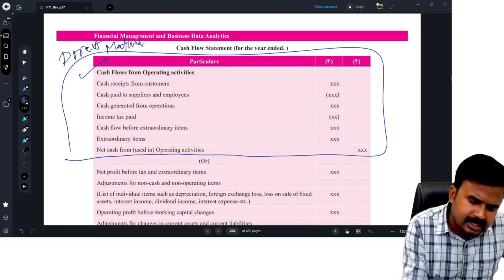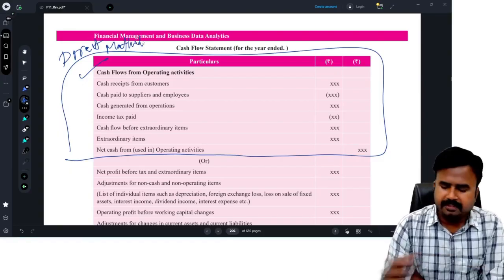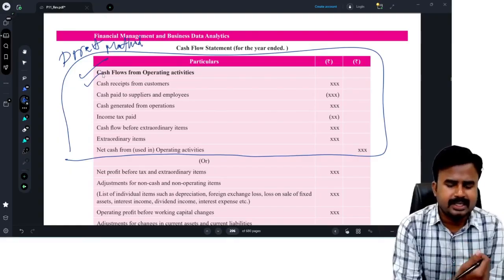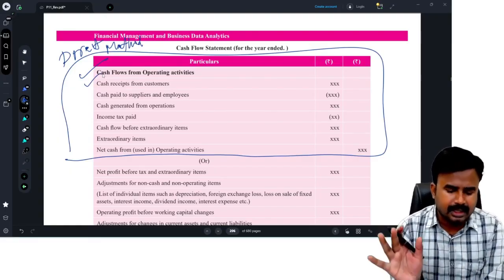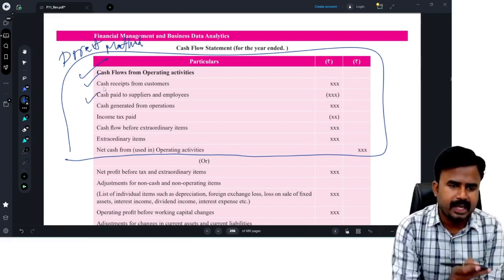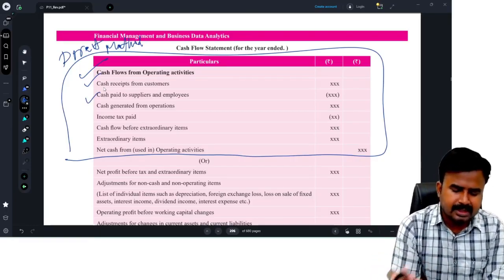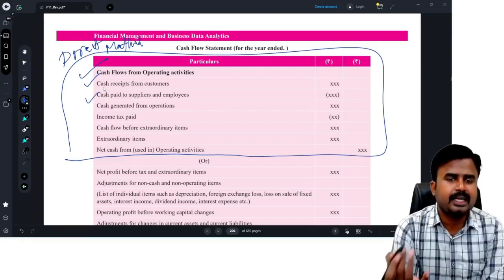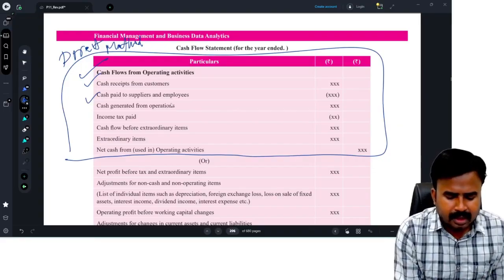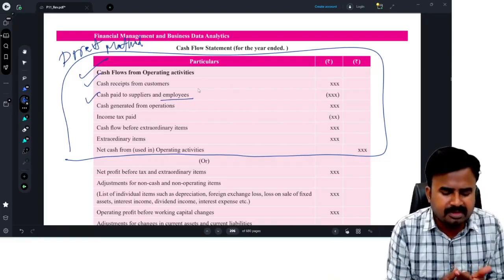So what are the transactions I must consider for preparing cash flows from operating activities? The first one is cash receipts from customers. Cash receipts from customers means generally it is cash sales and collection from debtors. The second one is cash paid to suppliers and employees. Cash paid to suppliers means cash purchases and payment to creditors for credit purchases. And cash paid to employees means payment of wages and payment of salaries.